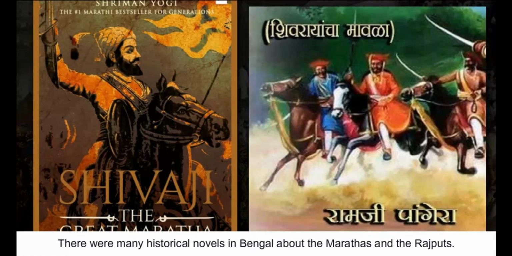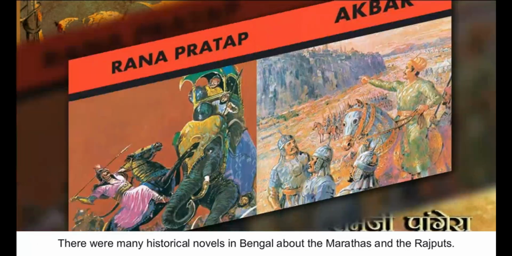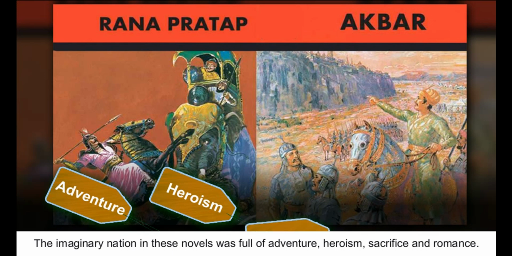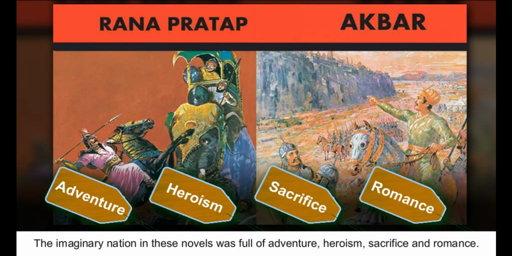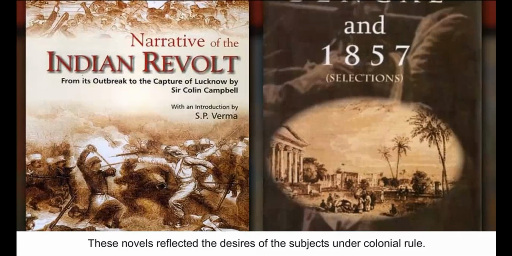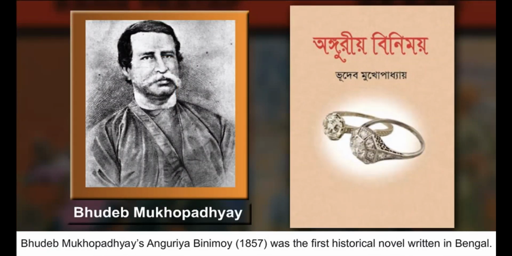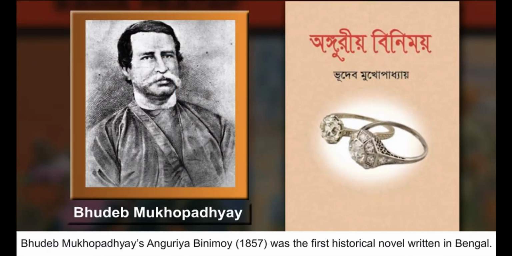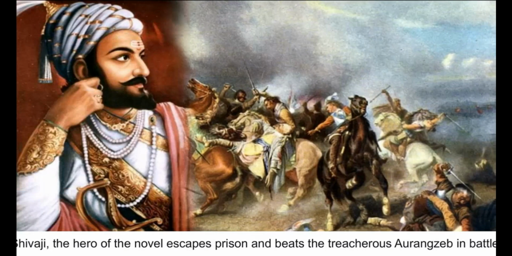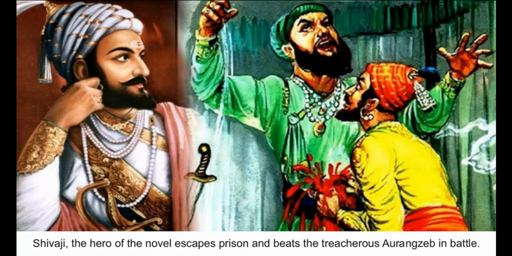There were many historical novels in Bengal about the Marathas and the Rajputs. The imaginary nation in these novels was full of adventure, heroism, sacrifice and romance. These novels reflected the desires of the subjects under colonial rule. Bhudeb Mukhopadhyay's Anguriya Binimoy, 1857, was the first historical novel written in Bengal. Shivaji, the hero of the novel, escapes prison and beats the treacherous Aurangzeb in battle.